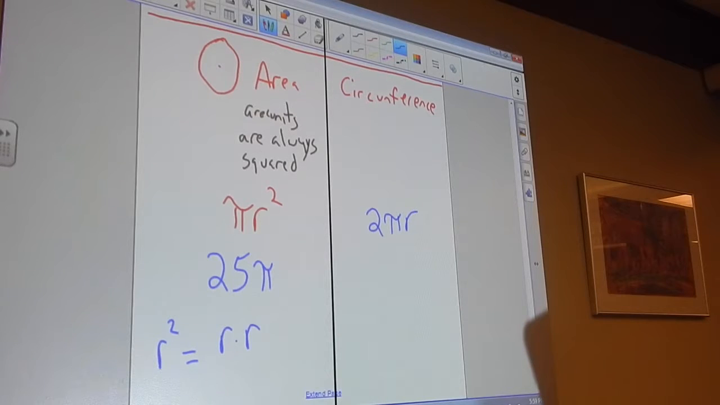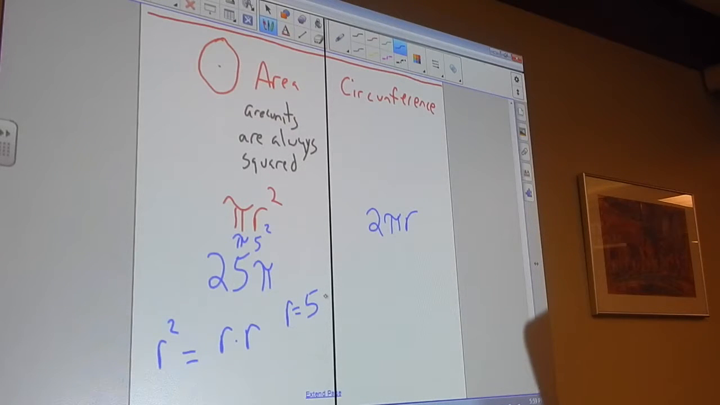So we know what that original number had to be. What was the original number? The original number was 5. Absolutely. So that means that when they started the problem, it looked like pi 5 squared. 5 times 5 gave me that 25 pi. So I know from this problem, my radius is 5.